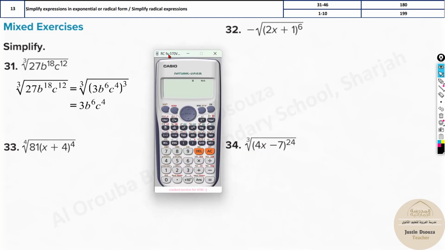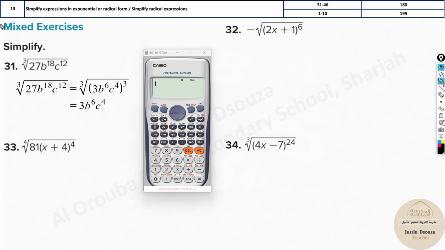In your calculator, all you need to do is assume values for the variables. I will assume b to be 2 and c to be 3. Then, all you need to do is substitute. This is shift. After pressing shift, press this symbol, you will get the cube root.